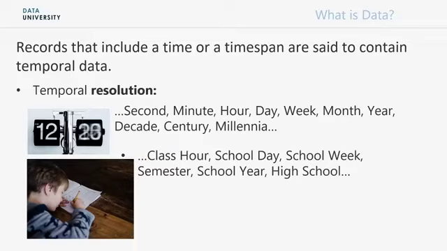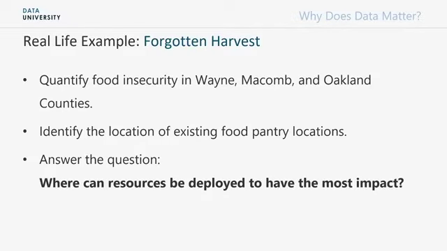Now that we've defined data and some of its characteristics, let's take a look at a real-life example. In 2016, Forgotten Harvest enlisted D3's help to collect some data about food insecurity in Southeast Michigan. The deliverables for this project included quantifying potential food insecurity in Wayne, Macomb, and Oakland counties, mapping the locations of existing food pantries, and using the collected data to answer the question, where could resources be deployed to have the greatest impact? These tasks incorporated all the data characteristics we've talked about: numeric data, text descriptions, spatial data, and temporal data.